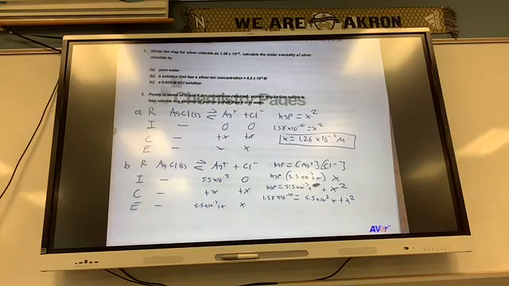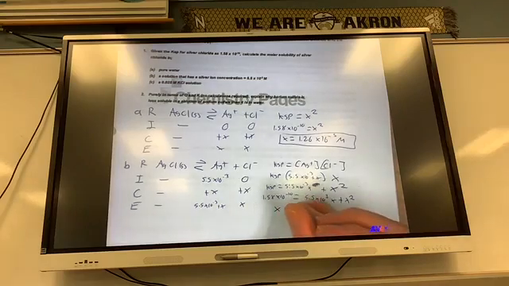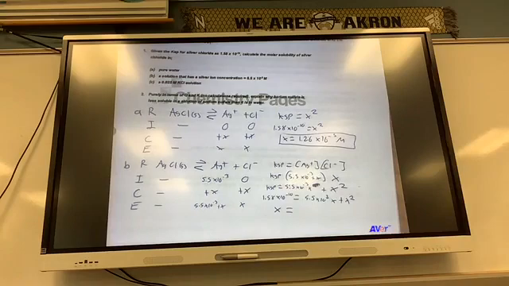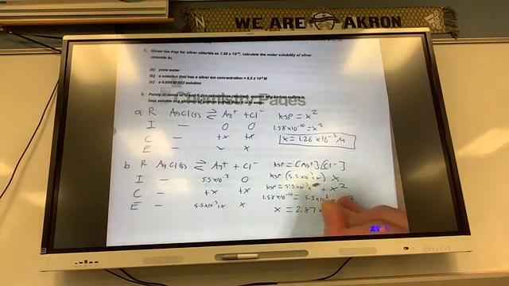Yeah, it's the quadratic formula. On this one, you'd have to do a quadratic formula, or graph it. If you graph it, I'm just going to give you the answer. You get 2.87 times 10 to the negative 8th molar.